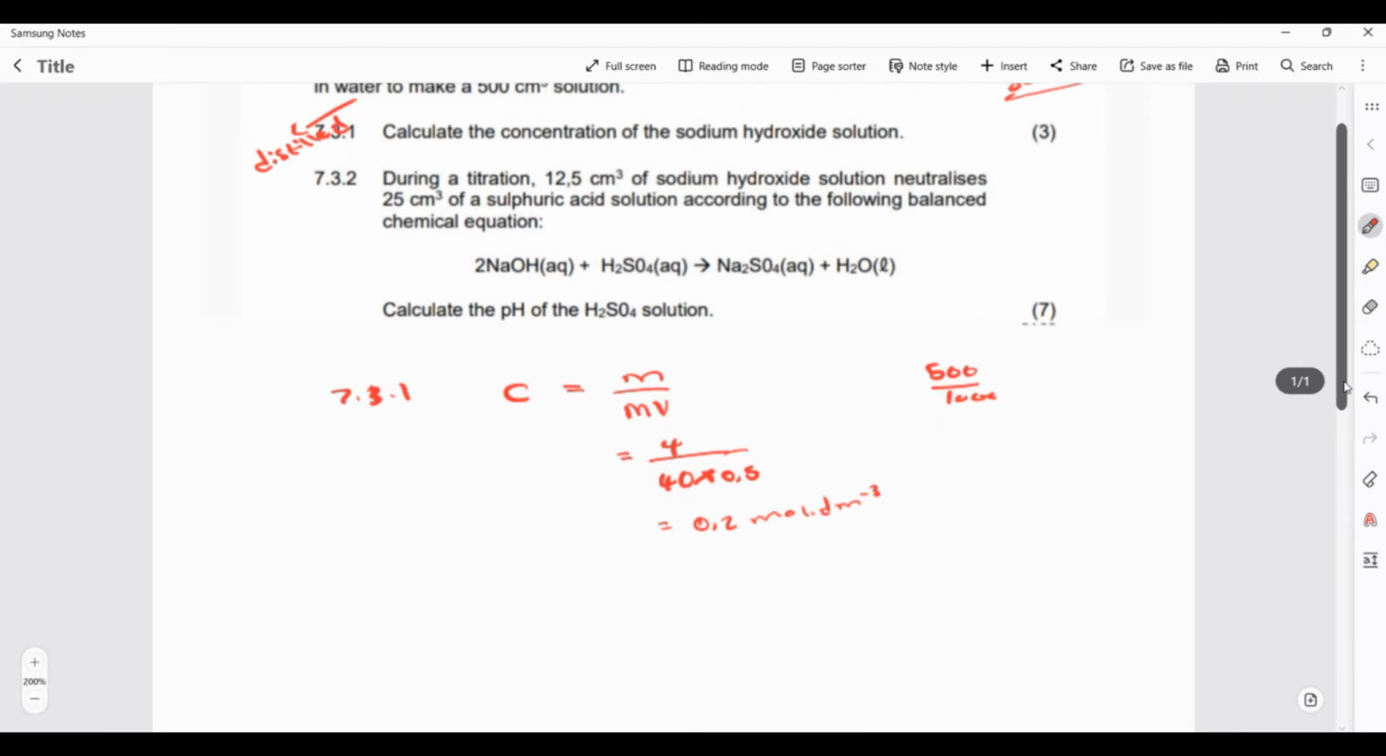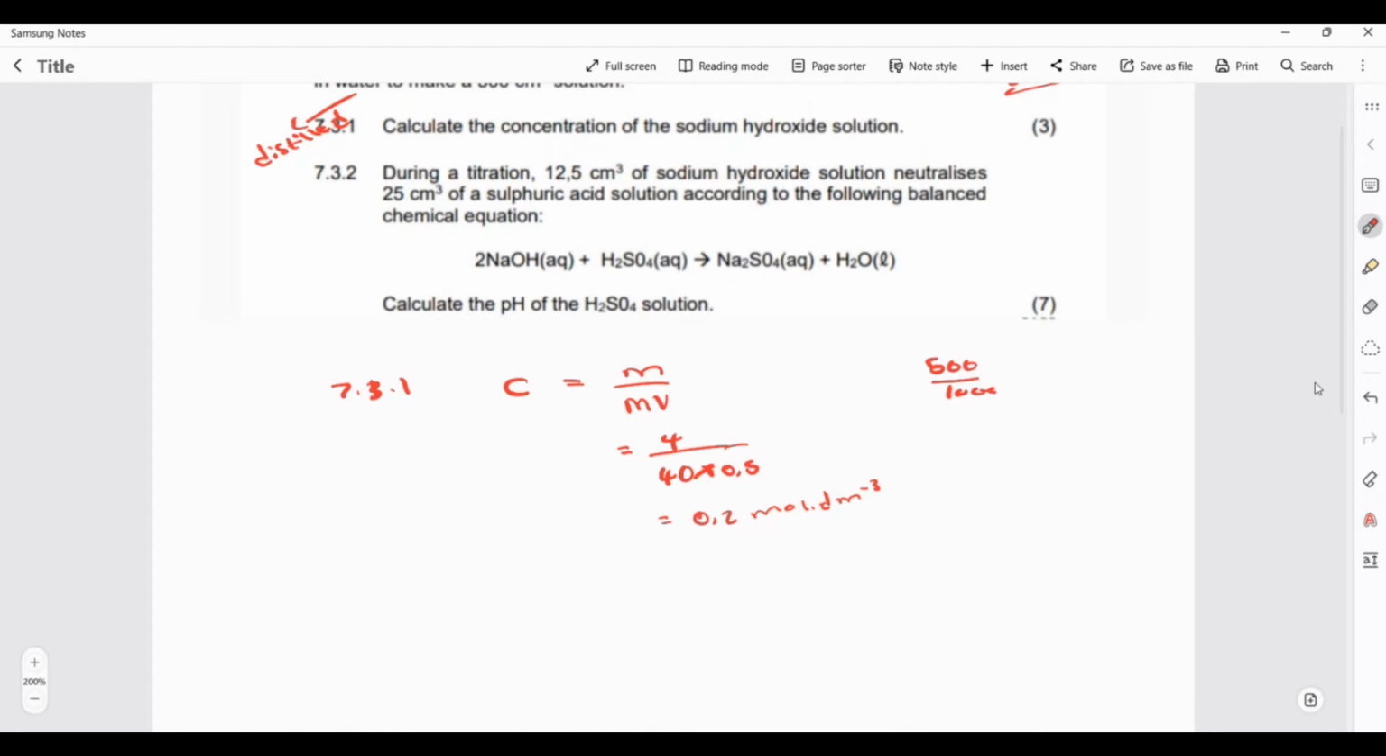Now, moving forward, another question comes. During titration, 12.5 cubic centimeter of sodium hydroxide neutralizes 25 cubic centimeter of sulfuric acid according to the balanced chemical equation. Now, in that solution of 500 cubic centimeters, they only took 12.5. You must understand this very well.